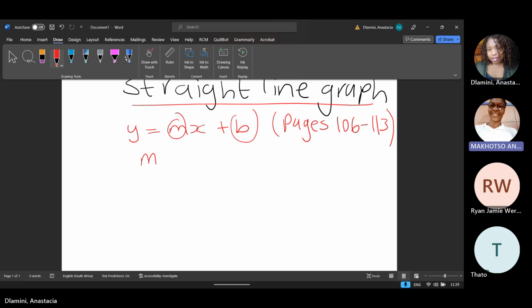Pages 106, is it from our study guide or from the textbook? From the textbook. Sorry, when I say pages in the discussion classes, I'm referring to the textbook. Oh, thank you. Yes. So it's important that you know everything.